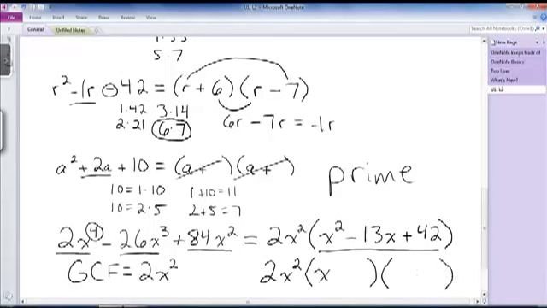Okay, I've got x and x to make x squared. I have a positive 42. My last number is positive, but my middle number is negative, so both signs are going to be minus, and hopefully by now you know which factors of 42 would add to 13. 6 and 7 would add to 13. Negative 6 and negative 7 would add to negative 13. And there's your answer.